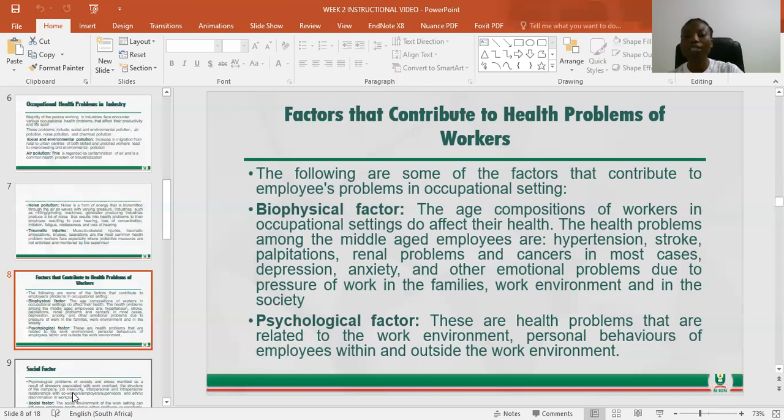But to avoid your workers exposing themselves unnecessarily to occupational health problems, you don't just provide the safety protective gadgets or equipment, but you also monitor the use. So that takes us to the factors that contribute to health problems. What are these factors that contribute to health problems of workers?